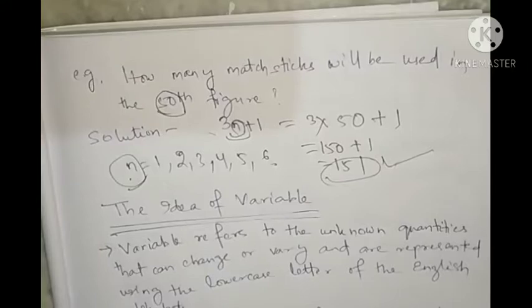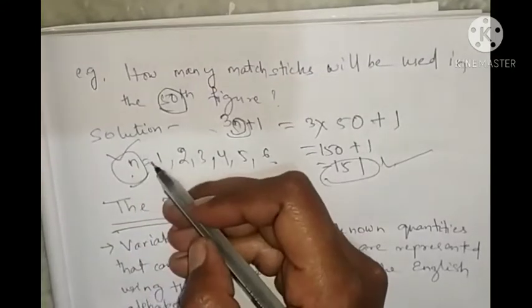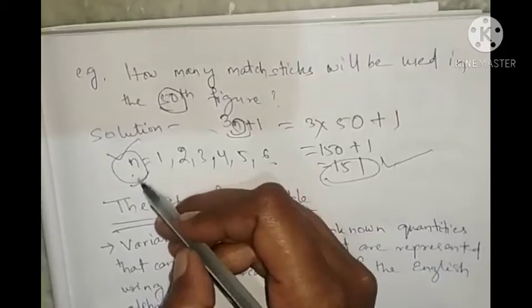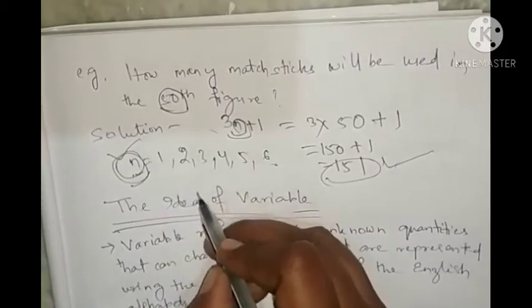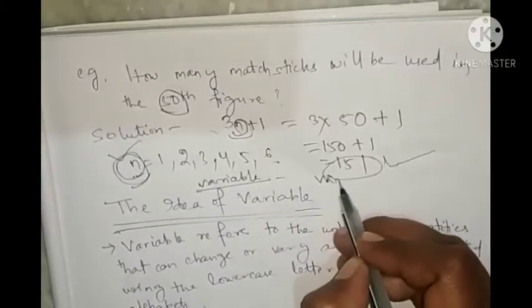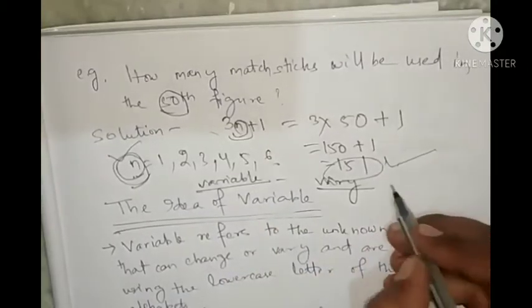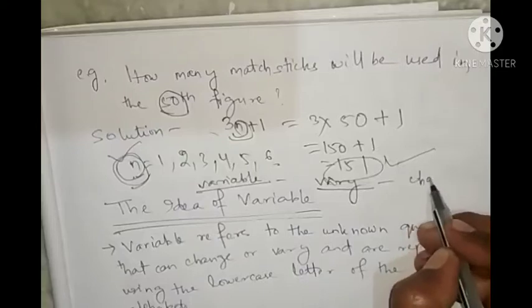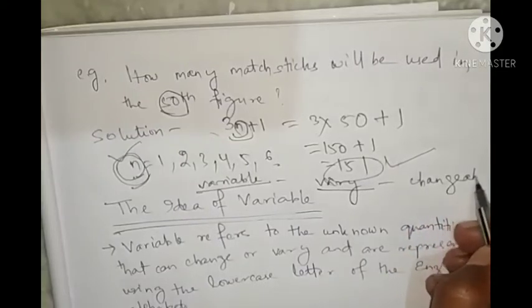So this is not a fixed value. That's why this is known as a variable. Variable comes from the term vary. Vary means always changes, or you can write that changeable.